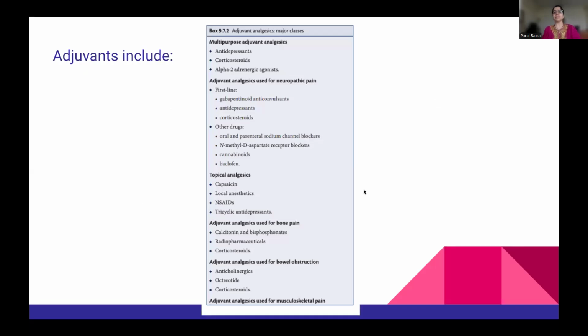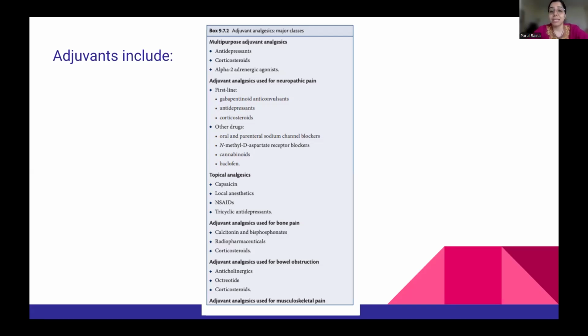This is just the classes of adjuvants which are used. Right from the multi-purpose adjuvant analgesics, we have antidepressants, steroids, and alpha-2 adrenergic agonists like clonidine. Adjuvant analgesics used for neuropathic pain, as I already mentioned, are used as first line, which includes gabapentinoid anticonvulsants, again antidepressants and corticosteroids, and other drugs as well, like baclofen and cannabinoids.